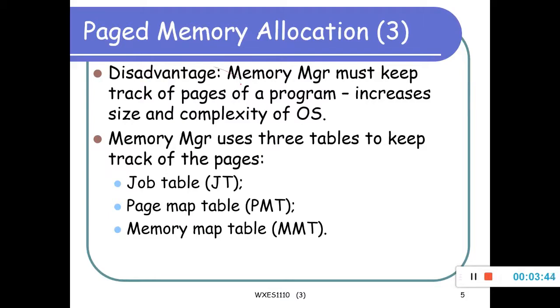The disadvantage of this scheme is that the memory manager must keep track of the pages of a program, which increases the size and complexity of the OS. It always has to keep track of pages of a program or application, so the OS is burdened with more complexity and overhead. The memory manager uses three tables to keep track of pages: the job table, the page map table, and the memory map table. The memory map table is in the RAM, and the other two are in the secondary storage.